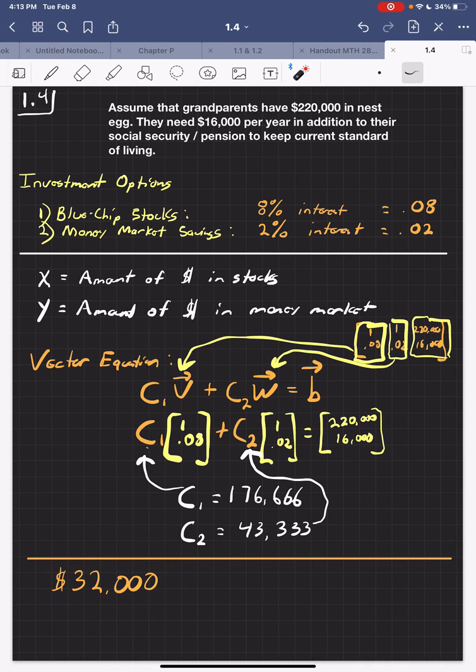Guess what? Quite unfortunately, you would have to turn to your grandparents and say, I'm so sorry, there is no way that your $220,000 is going to be able to generate $32,000 in income given these two investments. There's just no way. Even if you put all of it in stocks, it won't get you to $32,000. So we would say that $32,000 is not in the span of these vectors, right? It's not within the span of that linear combination. Now, I do hope that helps to solidify the language that I've been using.